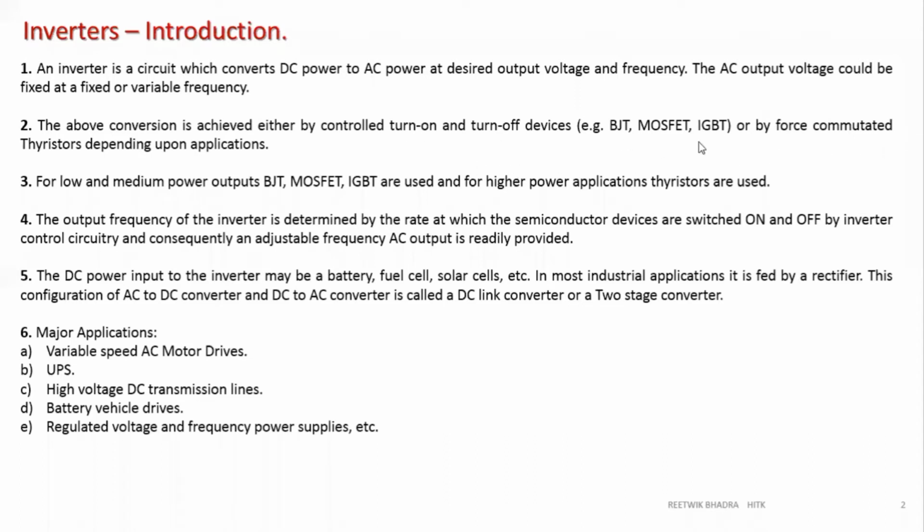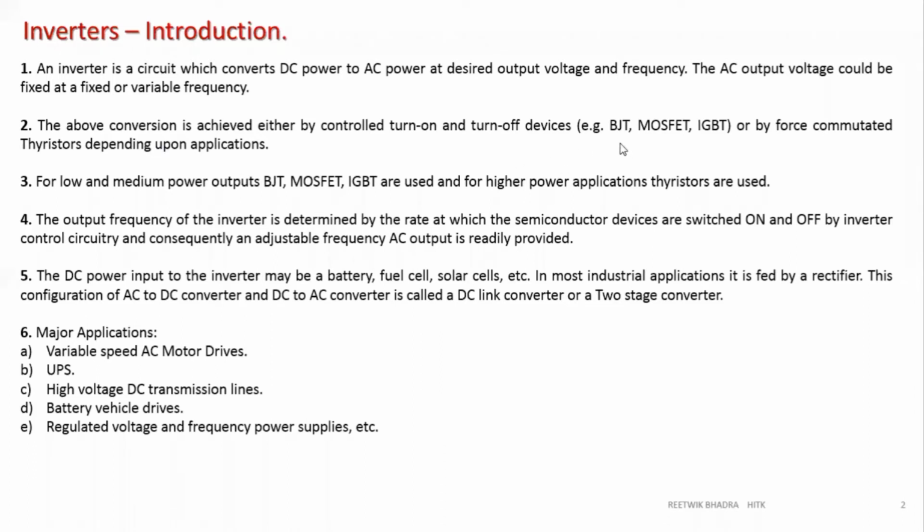And BJT, MOSFET and IGBT are all turned on by pulses. If you give a pulse, then it is on. If you remove your pulse, then it is off. There is no such problem with BJT, MOSFET and IGBT. So that's why we have turn-on and turn-off devices, BJT, MOSFET, IGBT, or force commutated thyristors, depending upon the application where they are used.